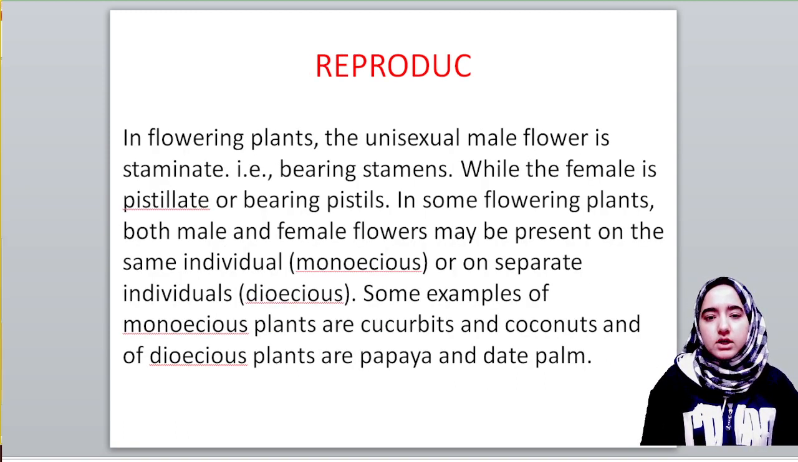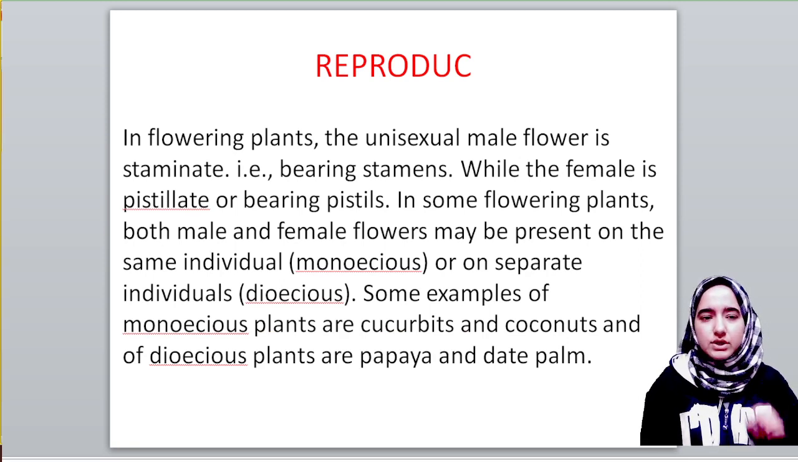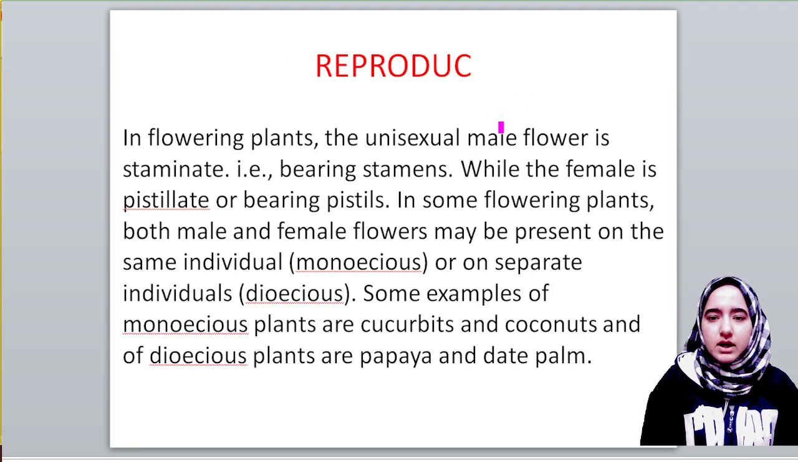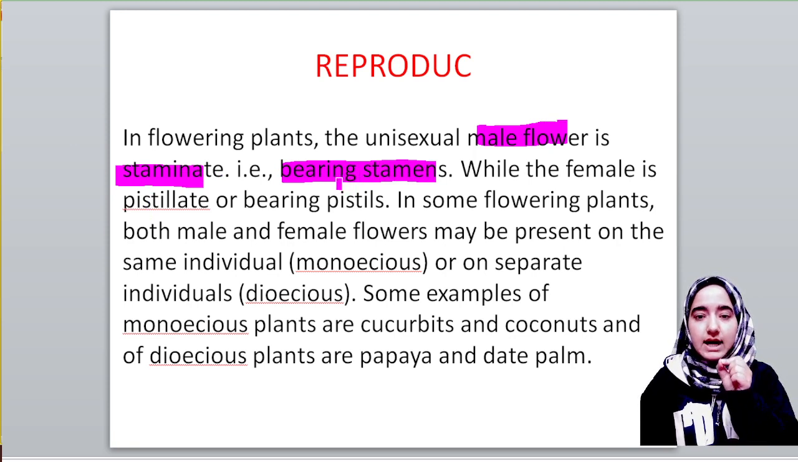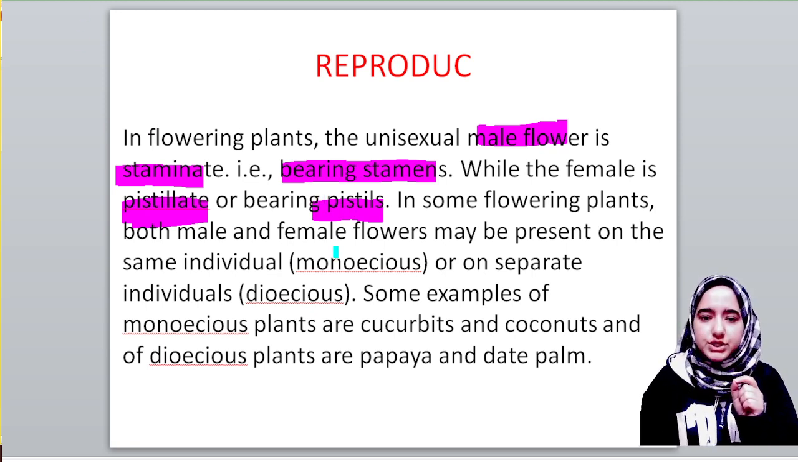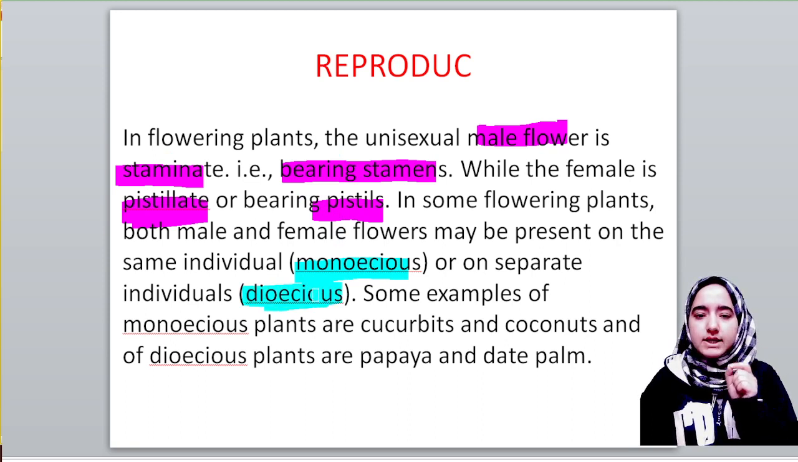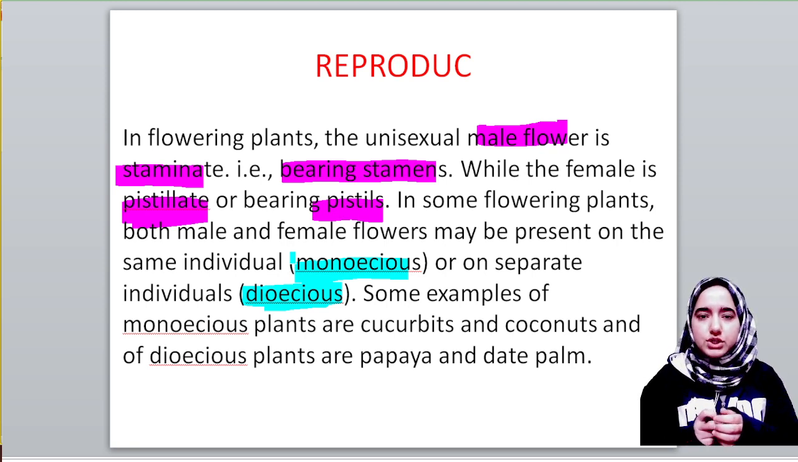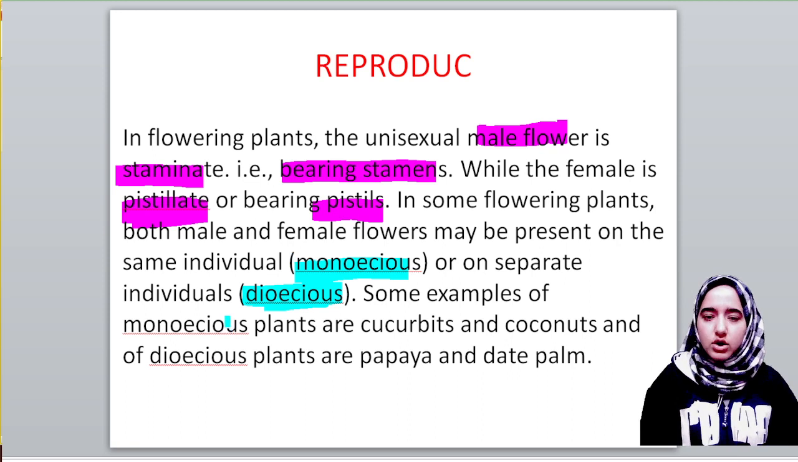Now if we talk about flowering plants, some flowering plants have unisexual flowers. When we have a male flower, we call that staminate. That means it bears stamens, which determines that it's a male flower. And the female flower is determined by pistillate. That means it has pistils. In flowering plants, we may have both male and female flowers present on the same individual, which we call monoecious, or on separate individuals, which we call dioecious. Monoecious is the condition when male and female flowers are present on the same plant, and dioecious is the condition when they are present on different plants.